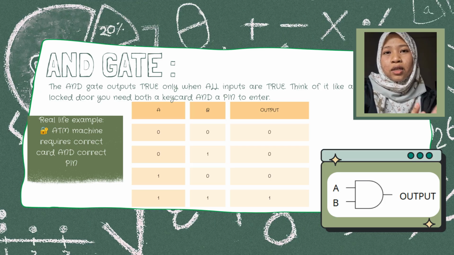Think of it like an ATM machine. To get access to your money, you need two things, which is your card and your PIN. If you have your card but the wrong PIN, denied. If you have the correct PIN but no card, also denied. Both conditions must be true for you to get access. That's exactly how the AND gate works. It's strict in everything.